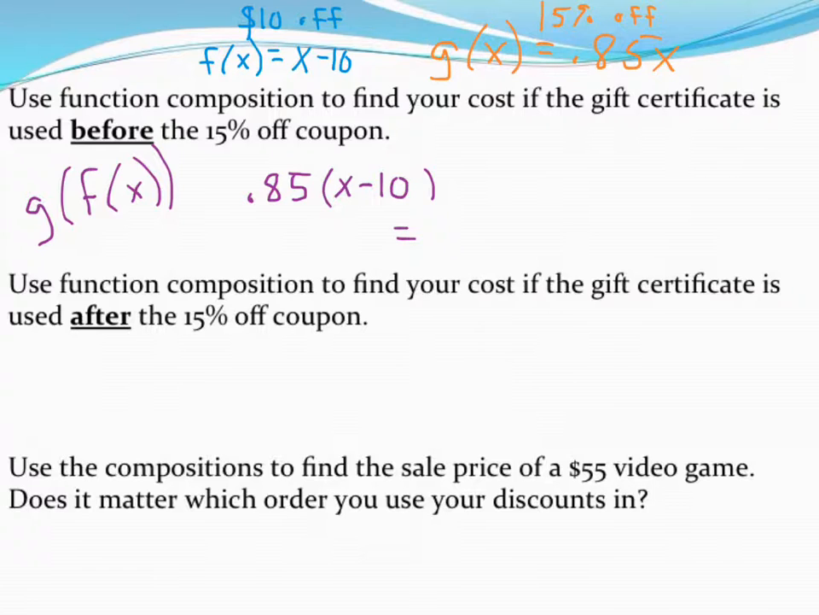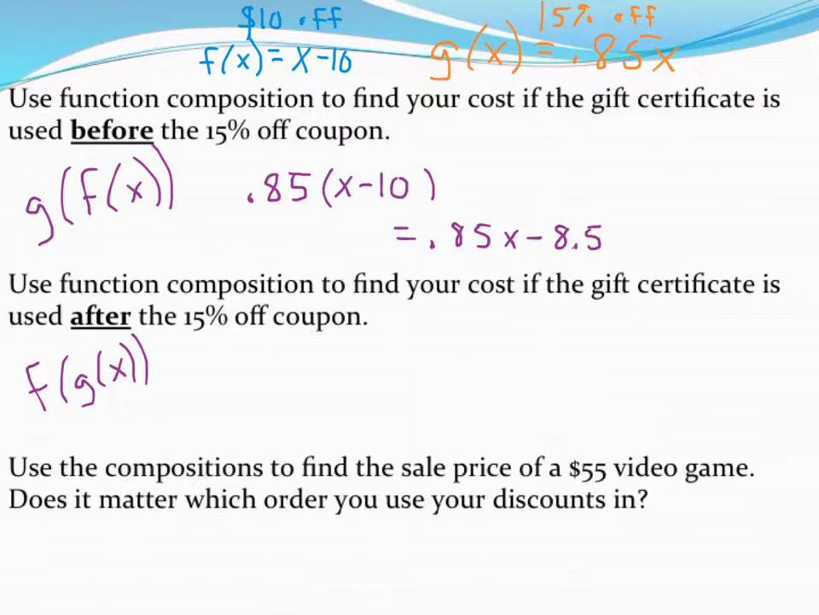If I simplify that by distributing, I have an equation that's 0.85 times x, the amount of money I'm spending, and then minus 8.5 once I distribute. So there's one option. Okay. Let's go ahead and see what happens if I switch the order and do the 15% off first, and use the gift card after. In other words, I'm going to switch the composition, which, as we've discussed in other videos, should make a difference. I'm not going to end up with the same thing.